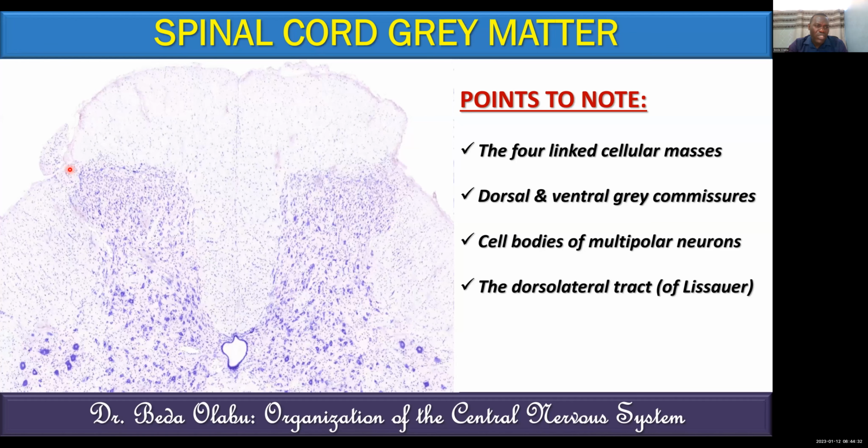The dorsolateral tract of Lissauer is not part of the gray matter. It is not part of the dorsal horn, but the route through which white matter, axons of neurons, pass as they enter the dorsal horn of the gray matter. And so they constitute the dorsolateral tract of Lissauer, that region and that region.